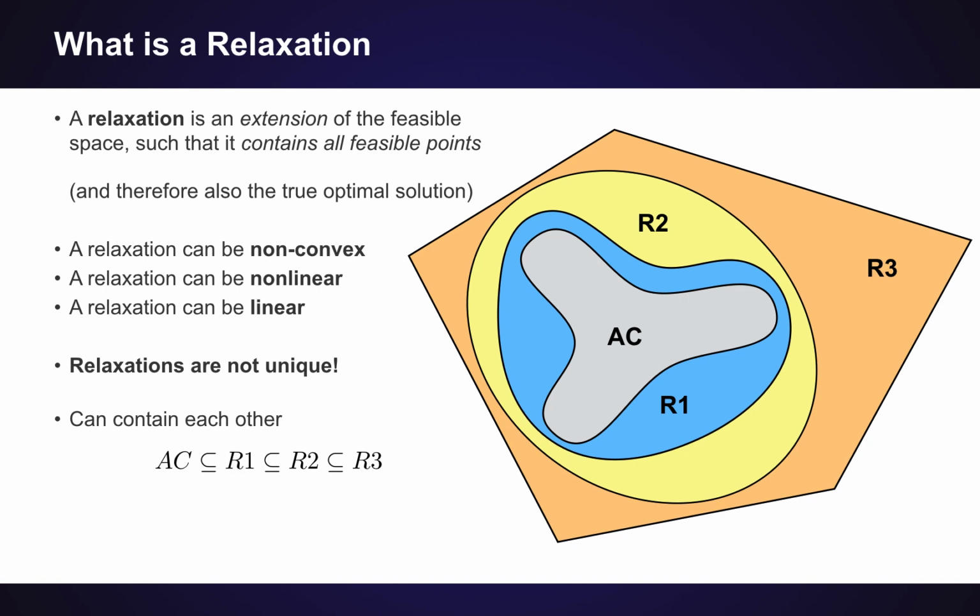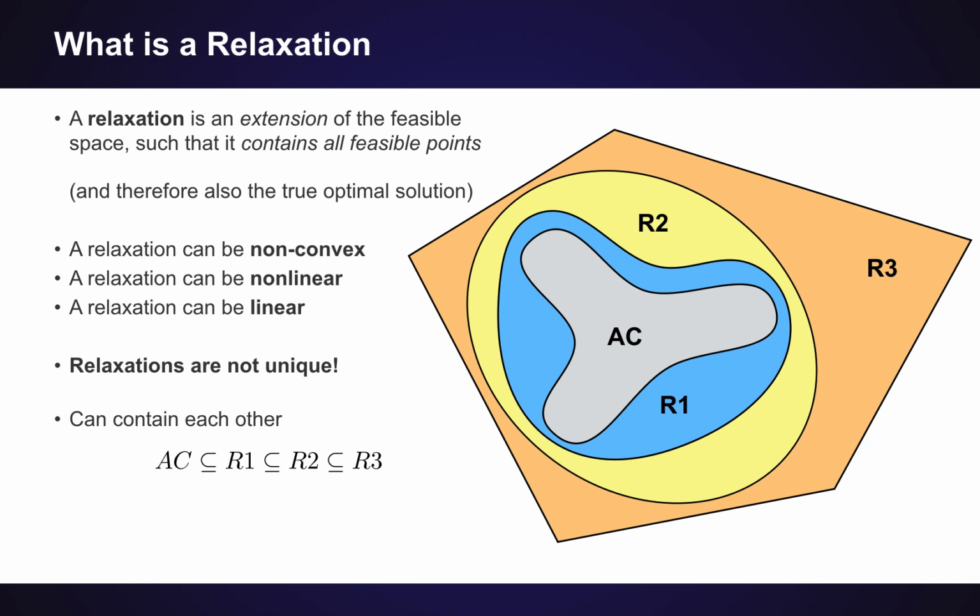Some relaxations can be nested, so they can contain each other. In the case of this figure, for example, the ACOPF feasibility region is contained within the blue region, relaxation 1, which is contained within relaxation 2, the yellow region, which is again contained within relaxation 3, the orange region. And I would comment that you can use that to compare relaxations to each other. So it's valid to say that R2 is a relaxation of R1, which is a relaxation of the AC. So you can build maybe a hierarchy of relaxations using these kinds of arguments.